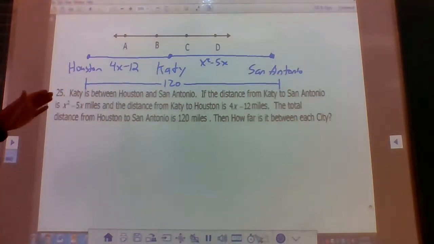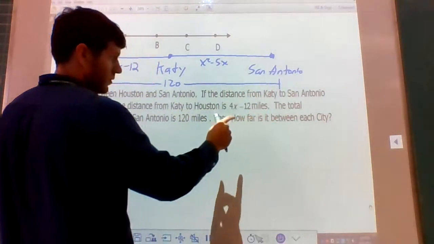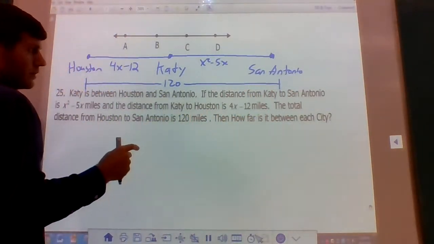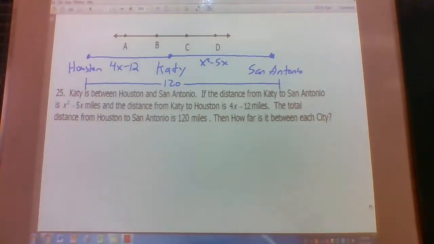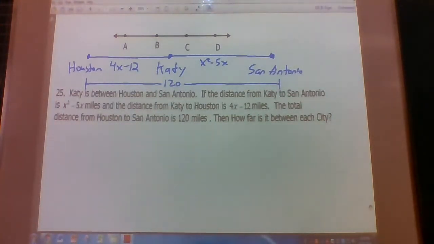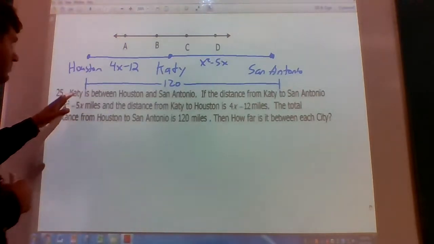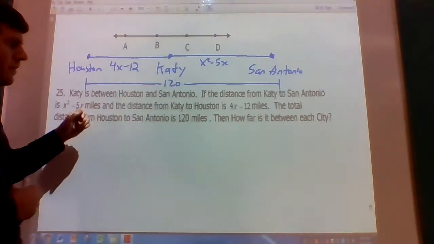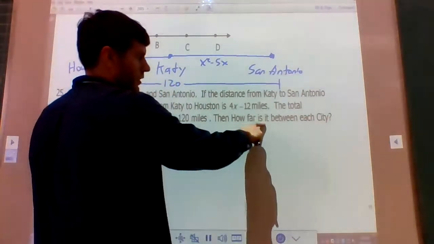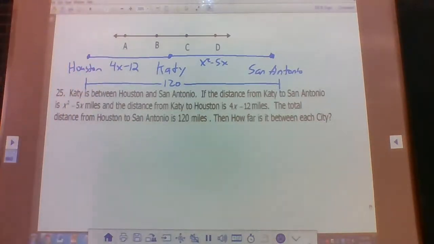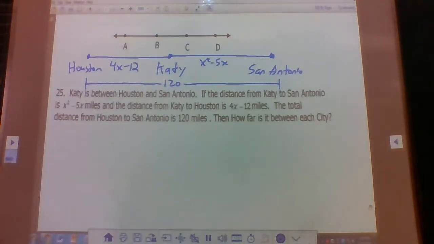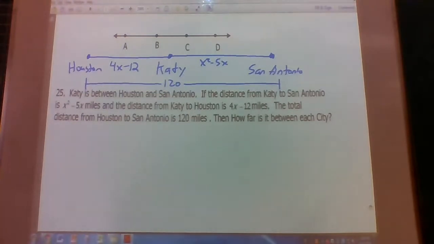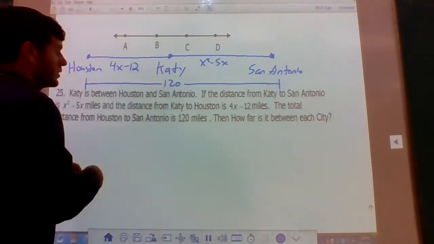So we need to find the distance from Houston to San Antonio. Wait, how far is Katy, a city or a person? I guess Katy is a person. I mean a city. So we need to find the distance between Houston and the city, Katy. Why wouldn't it say how far is she between each city? How far is it between each city? So I guess Katy is a city. So anyways, Houston to Katy. So let's call that HK.